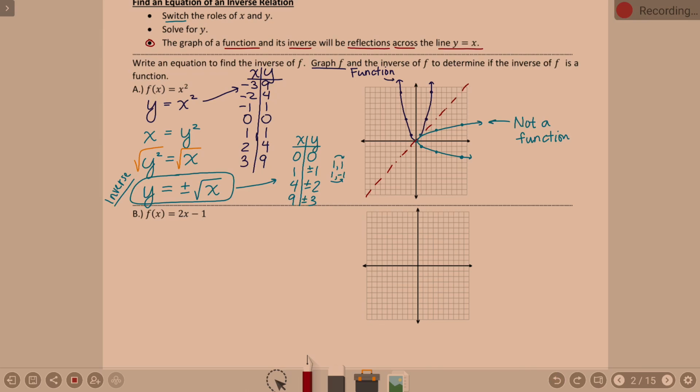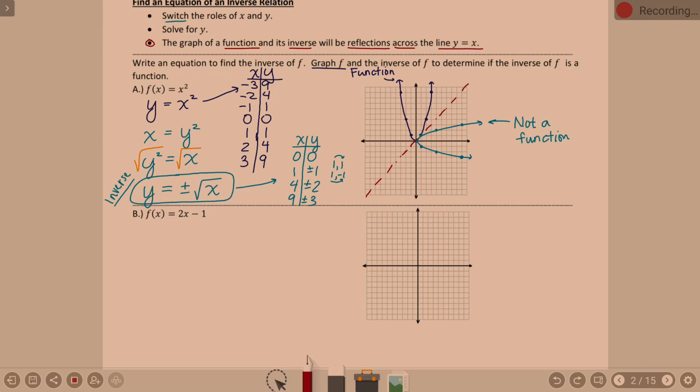Now, I'm just doing this as a dotted line here, but here's the idea. This function and the inverse, so those two parabolas, are reflections across that diagonal line. Meaning, if I could take my paper and fold it along that diagonal line, what should happen with those two parabolas? They'd line up, right? They'd land on top of each other.